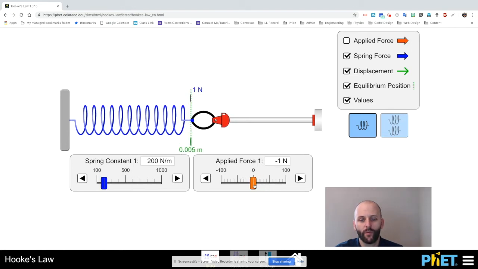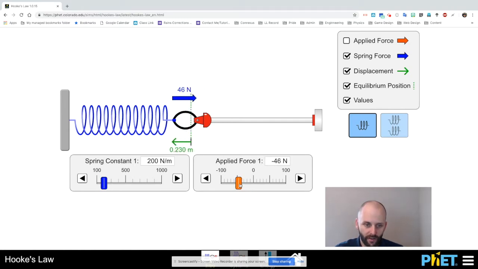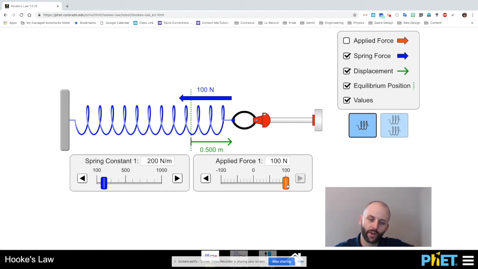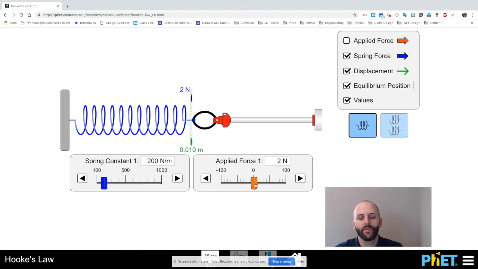So if there's no force, there would be no displacement. If I push on the spring, it's going to want to push back. If I pull on the spring, the spring's going to want to pull back. Okay, and so that's kind of what we're doing.